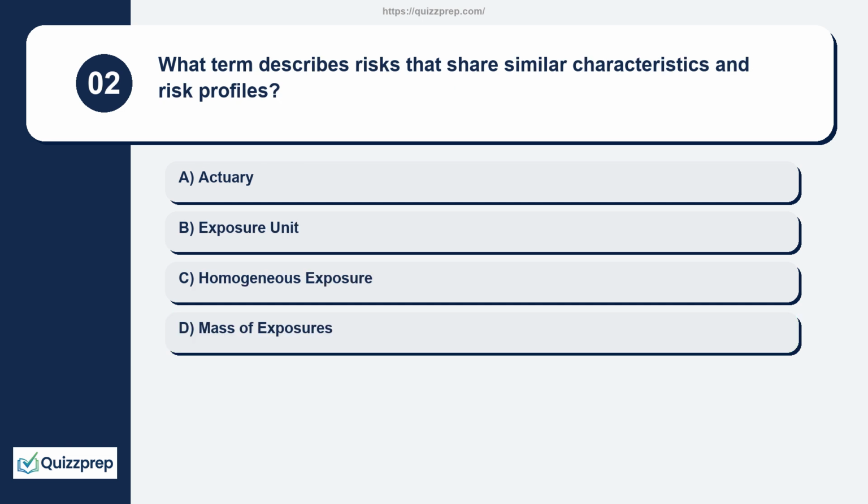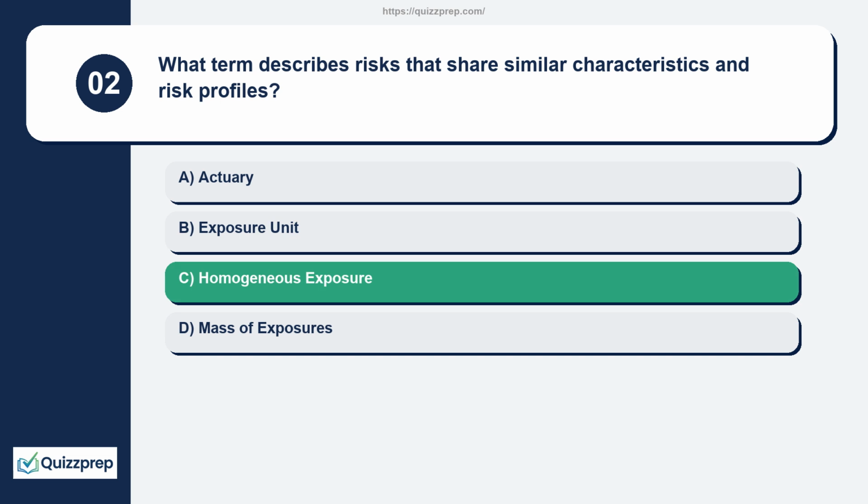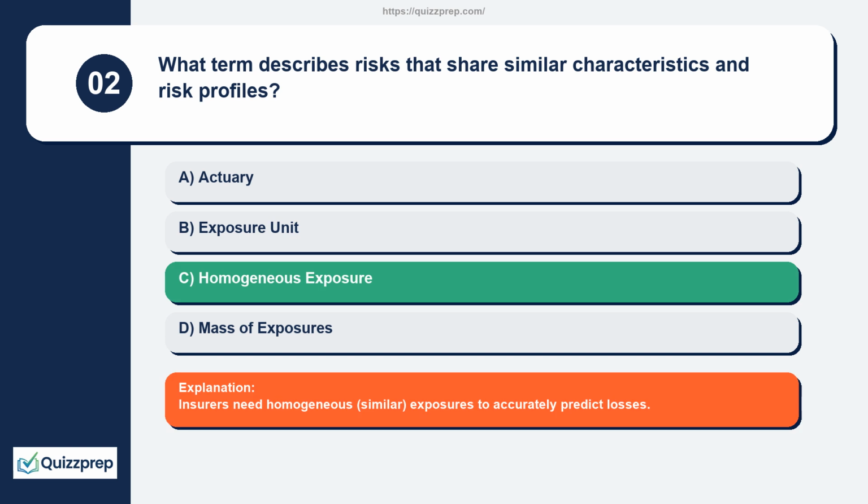Question 2. What term describes risks that share similar characteristics and risk profiles? Actuary. Exposure unit. Homogeneous exposure. Mass of exposures. Insurers need homogeneous, similar, exposures to accurately predict losses.